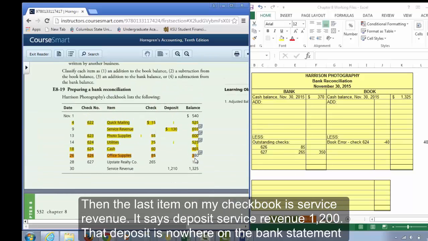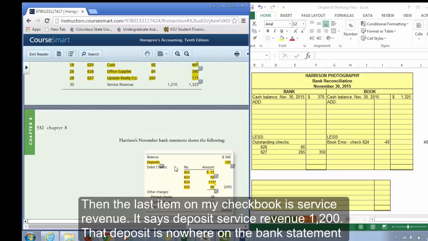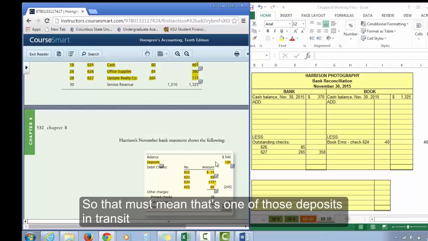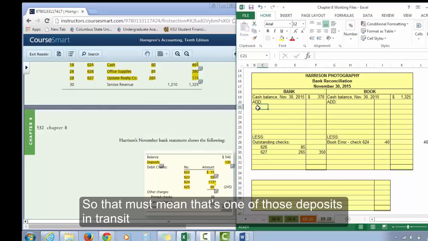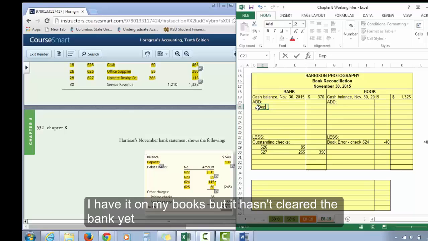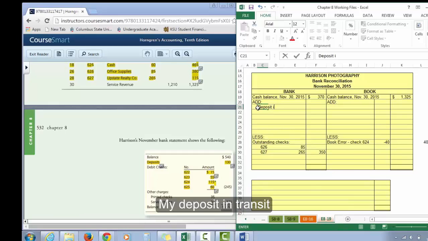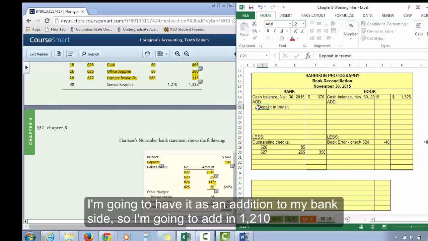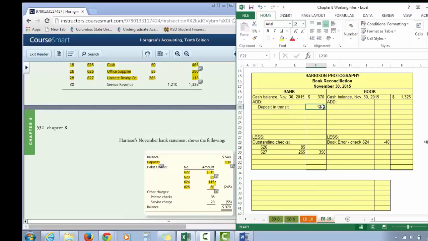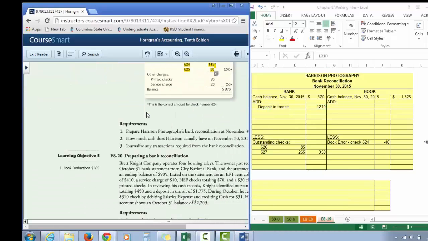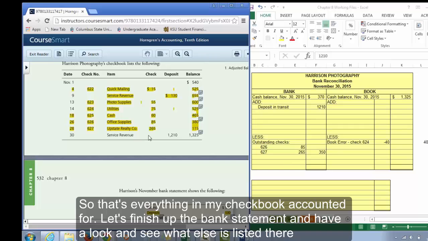Then the last item on my checkbook is service revenue. Okay, it says deposit service revenue, $1,200. So that deposit's nowhere on my bank statement. So that must mean that's one of those deposits in transit. So I got it on my books, but it hasn't cleared the bank yet. So my deposit in transit, I'm going to have it as an addition to my bank side. So I'm going to add in that $1,210 over here. All right. So that's everything in my checkbook accounted for.